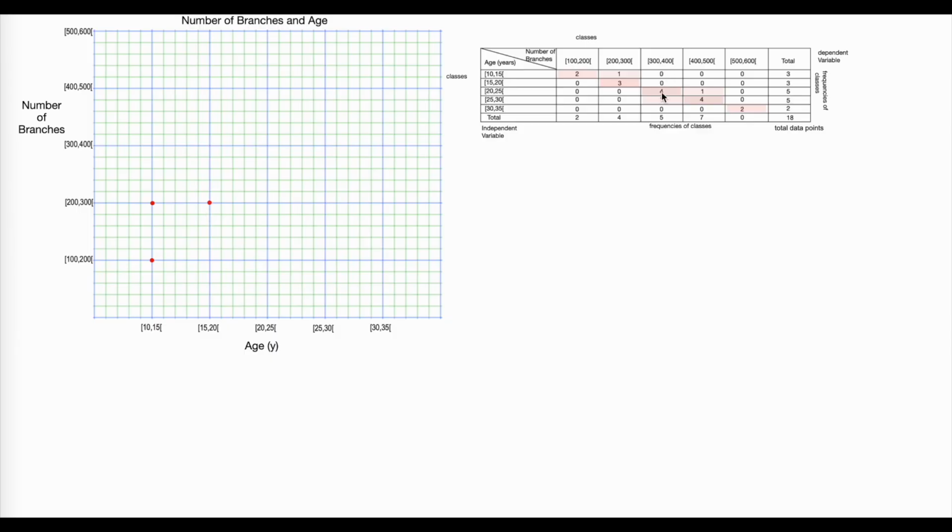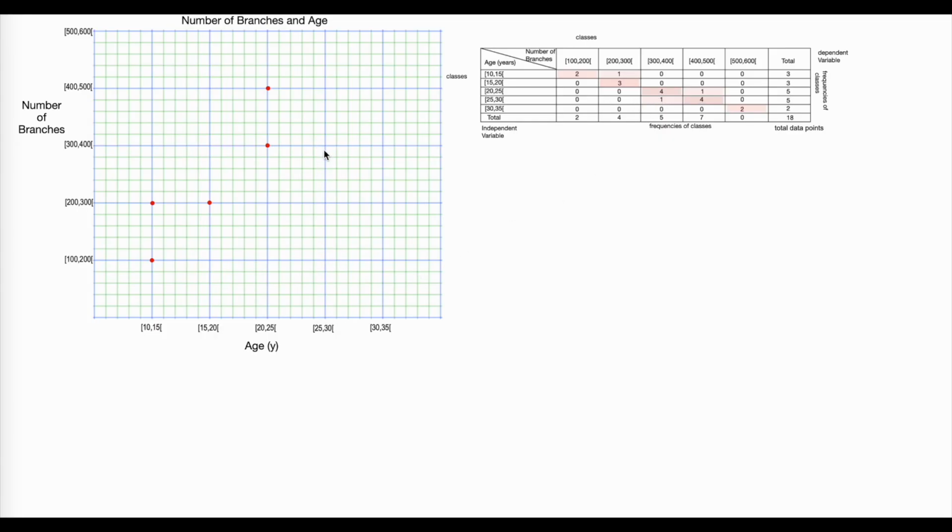We have a 4 at 15, 25, 300, 400, and 20, 25 at 300, 400 right here. We're going to put 4 dots, but they're on top of each other, so we can't tell. Then we're going to put a dot at 20, 25, 400, 500 right here. 1 dot. We're going to put a dot at 25, 30, 1 dot at 300, 400.